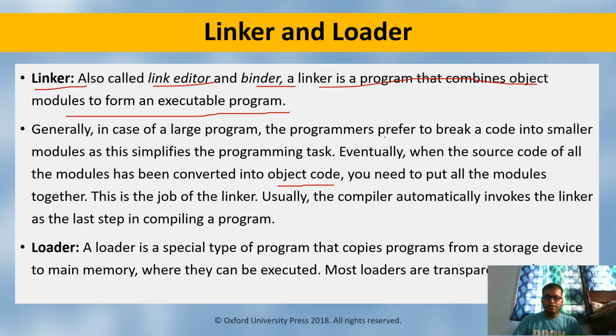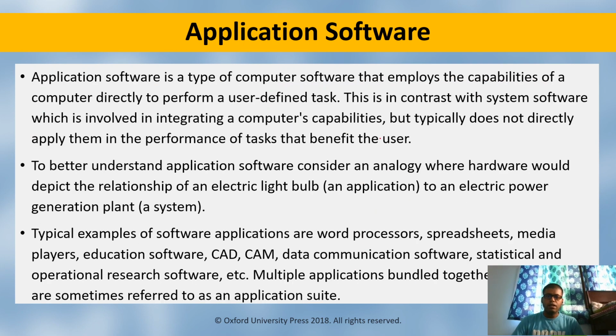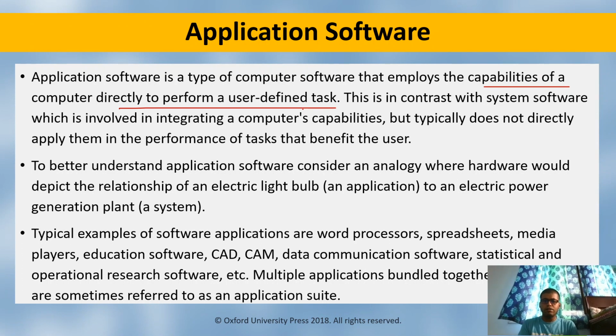Okay. So next is application software. An application software is a type of computer software, as already discussed, that employs the capabilities of a computer directly to perform a user-defined task. So we have defined one task, and that task can be executed by that application.